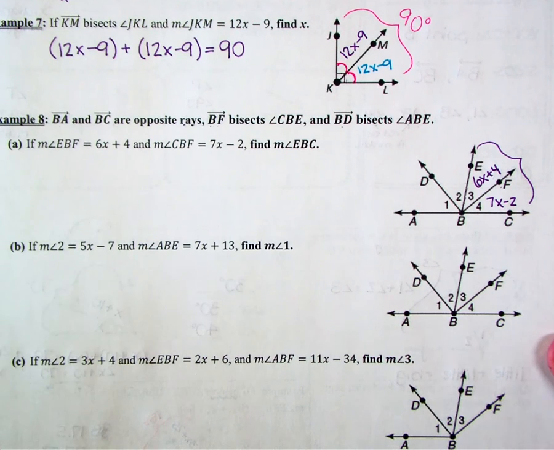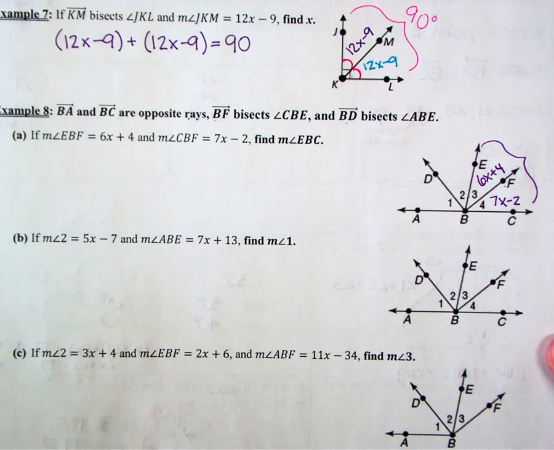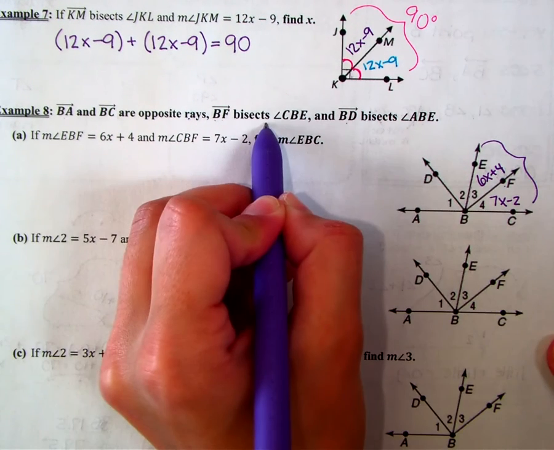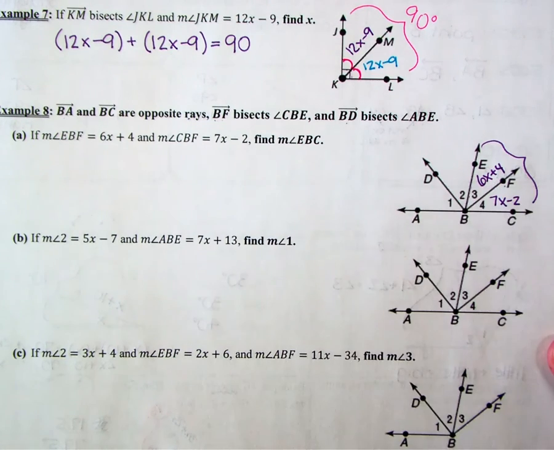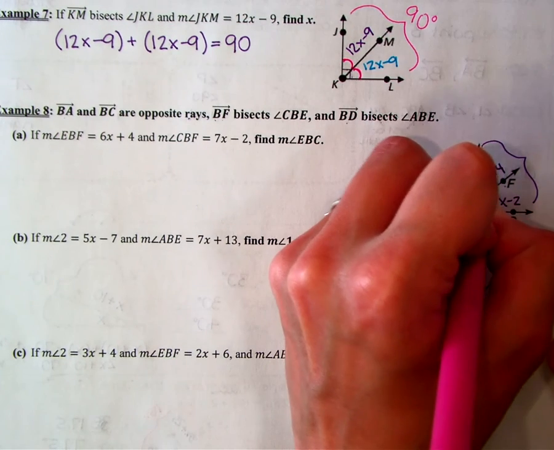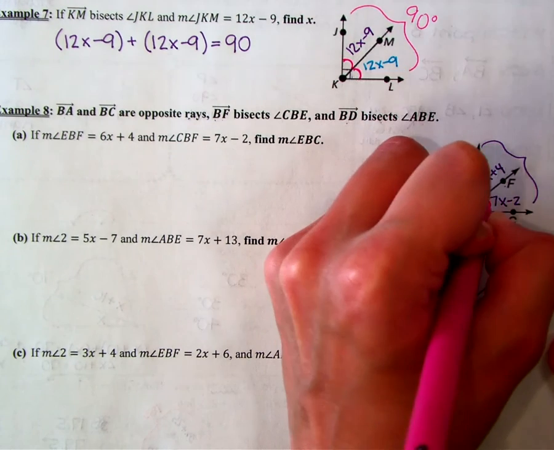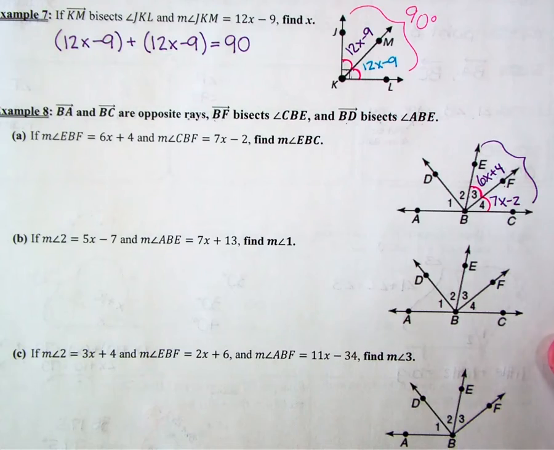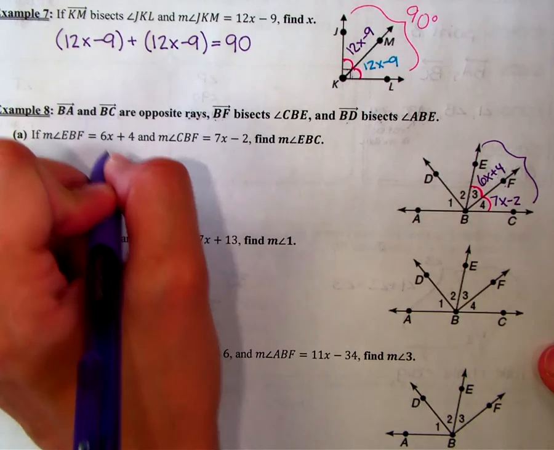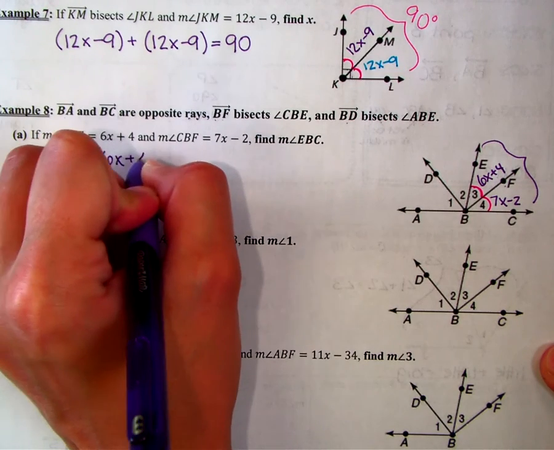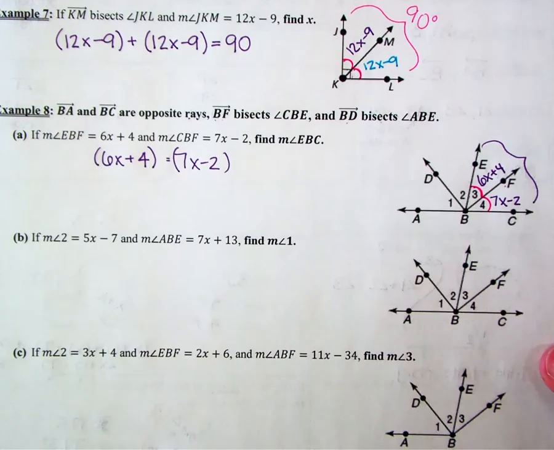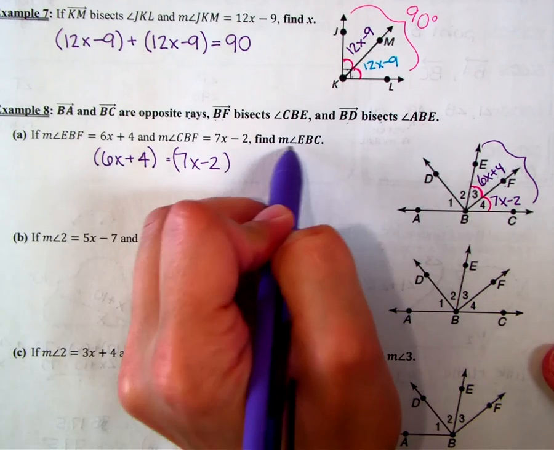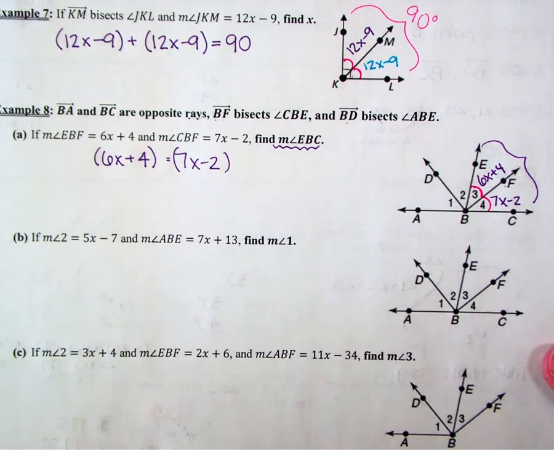Now let's go back in the instructions and see which information we need. BF bisects CBE. That's right in the middle of all the information I've drawn. Since it's bisected, that's probably helpful information. We know that those two things are now equal, and we can set up our equation. We can solve for x, and then plug it back into the equations to get the measure of angle EBC.